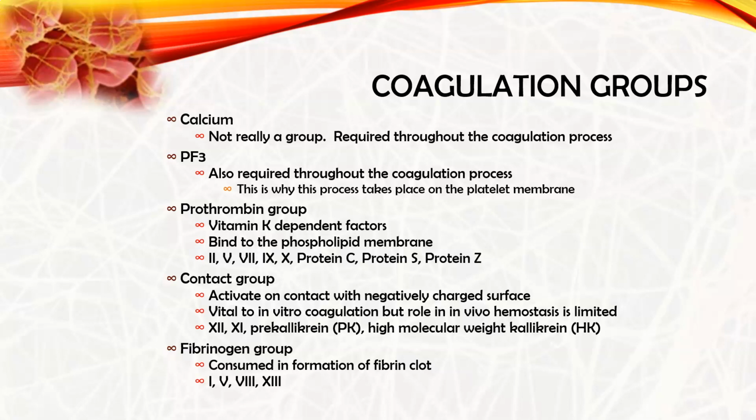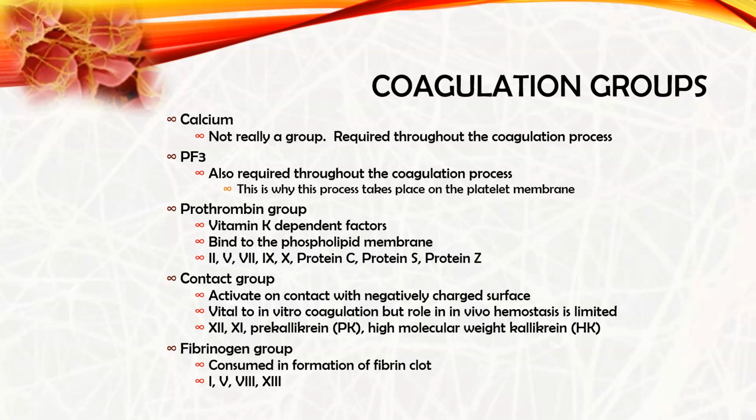PF3 is the phospholipid that we find on the surface of activated platelets, and that is also required in several of the coagulation steps. And this is what keeps the process on the surface of that platelet membrane or on the surface of the damaged cells. That's what keeps it localized and keeps you from just turning into one big massive clot throughout your whole body. There's a couple of other groups that we need to discuss.